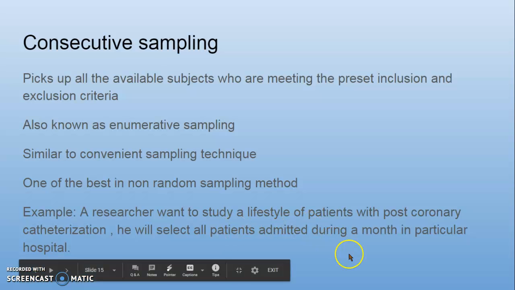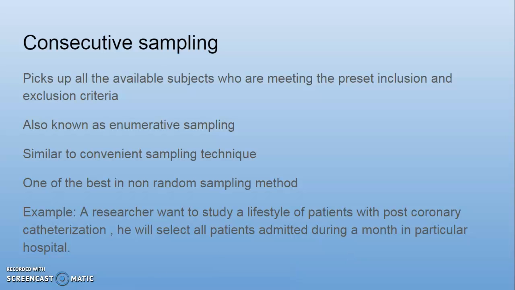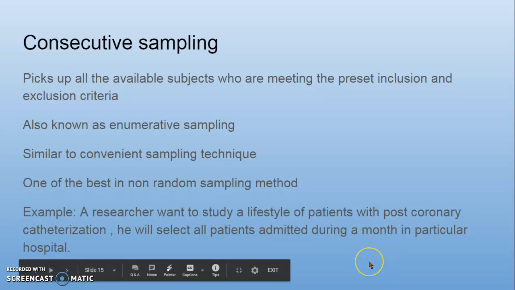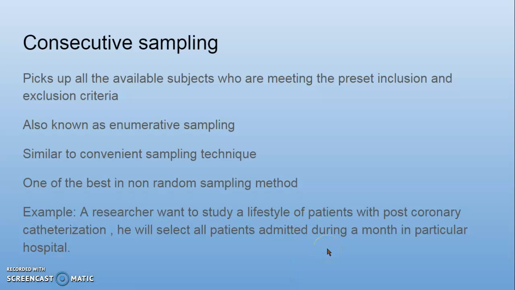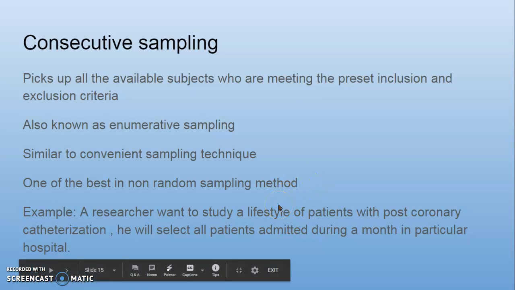A researcher wants to study the lifestyle of patients after coronary catheterization. He will select all the patients admitted during a month in a particular hospital, or it can be a month or a year, but he just selects all the patients who had the angioplasty, and he will do a study on the lifestyle of the patients. So this is called consecutive sampling. Whoever met the criteria will be involved in the study. There are some similarities between this and convenient sampling.